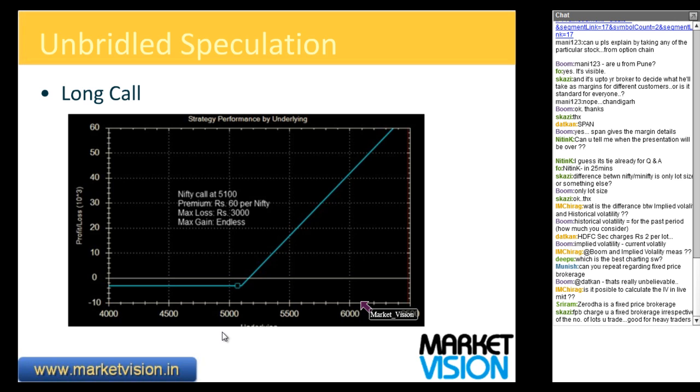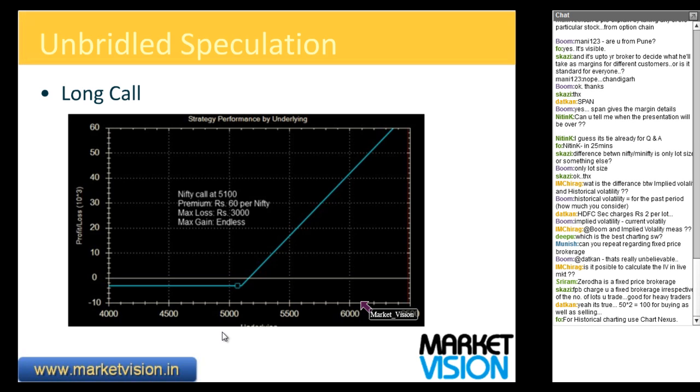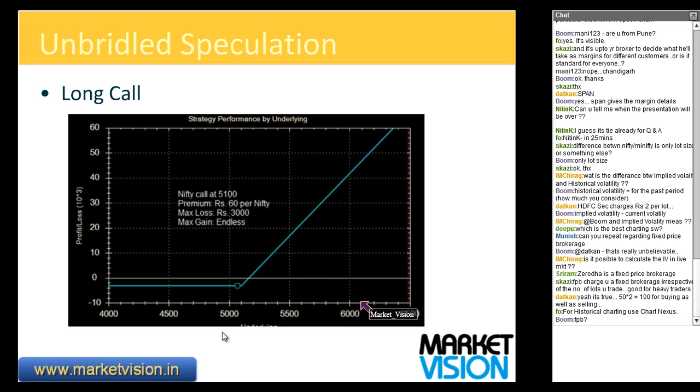So the gain is endless. The loss is about 10,000. You can see here that as the stock loses value, your loss is exactly the same, and as the stock gains value, your profit keeps increasing. So that's your long call. It's basically speculation in the sense you're betting on the stock going up, and your break-even point is 5100 plus 60. 5160 is where you break even, and the maximum gain is unlimited. So this is your break-even point.